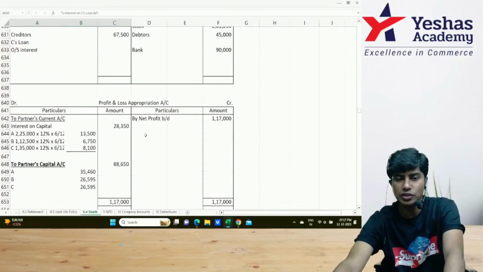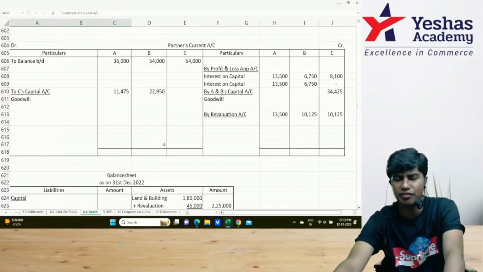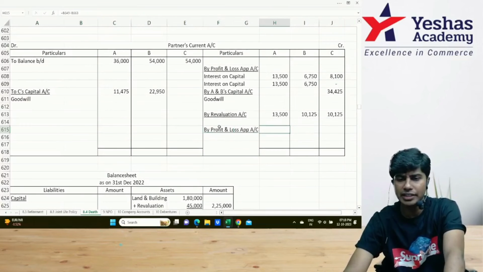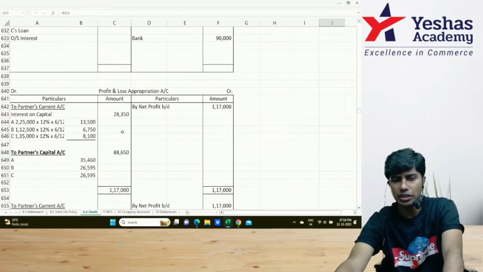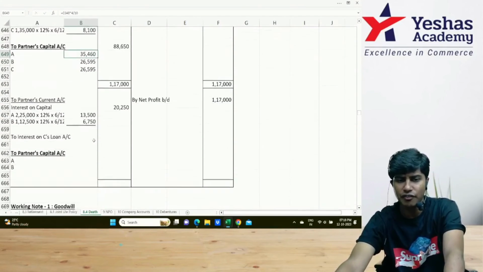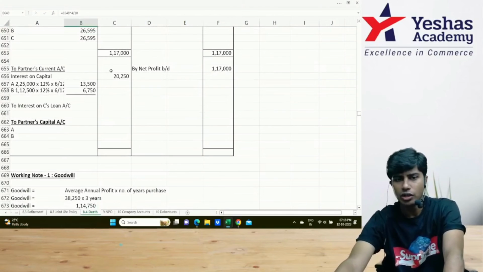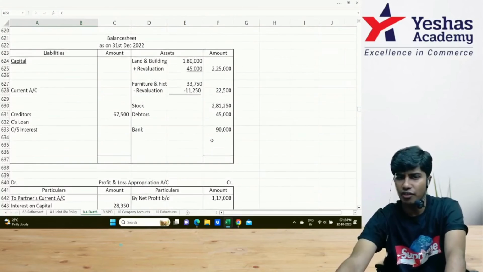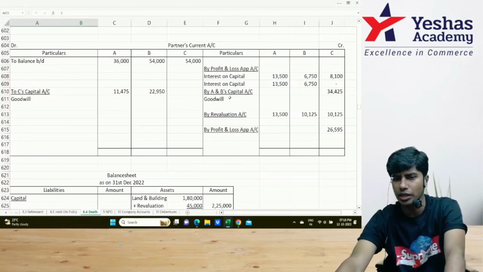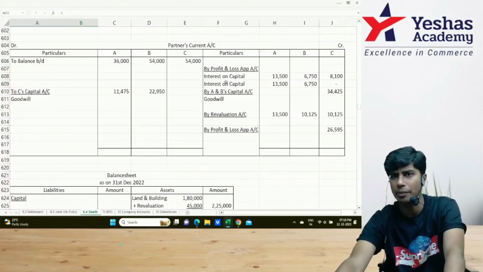I'll write this 35,460, 26,595, 26,595 in our partner's current account. I'll write here by P&L appropriation. So I'll write only C's portion. A and B, do you know what we'll do? We'll write this 35,460 and whatever we get here together. So now I'll write only C portion. How much? 26,595. If you want me to write separately, I can write here 2 times, like how we wrote interest on capital here.